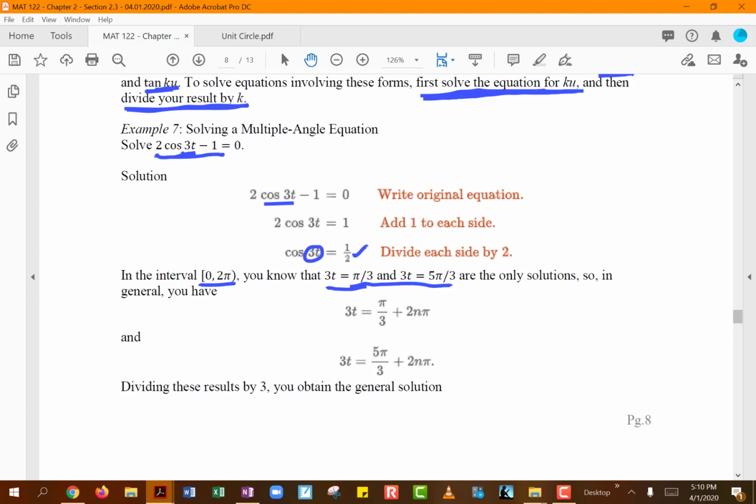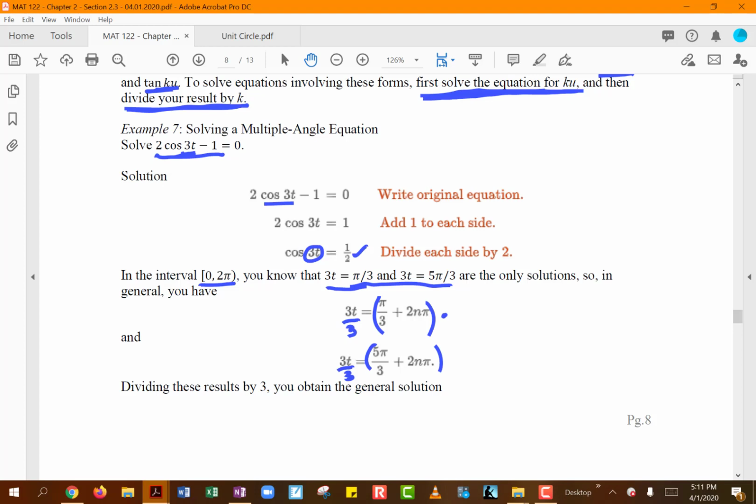And once you get that, what you're going to do is take your 3t, set it equal to pi over 3 plus 2n pi, and 3t equals 5 pi over 3 plus 2n pi. Then you're going to end up dividing both of these by 3, which means you are dividing this entire right-hand side by 3. If you're dividing by 3, I think it would be better to write it this way: you can think about it as being multiplied by 1/3.